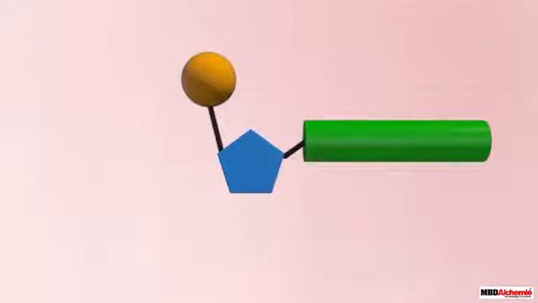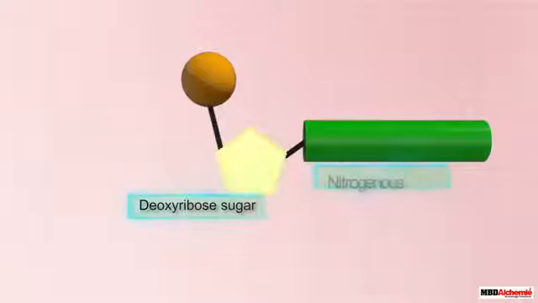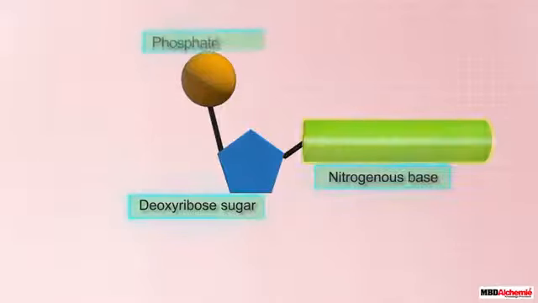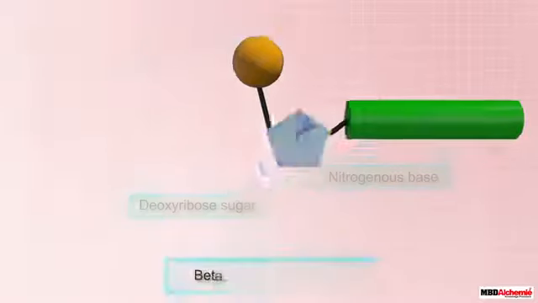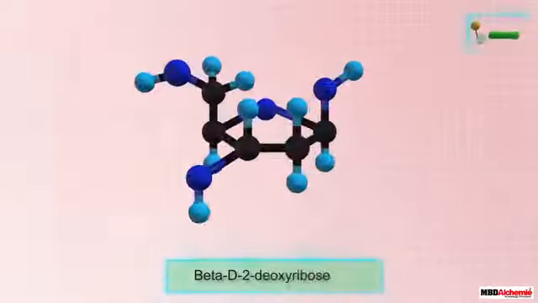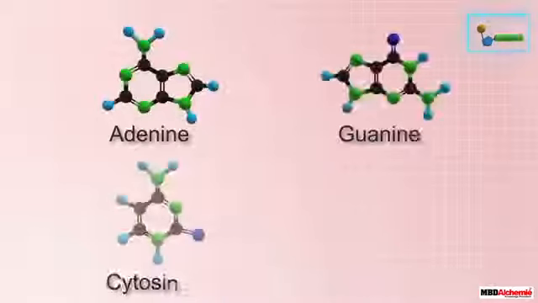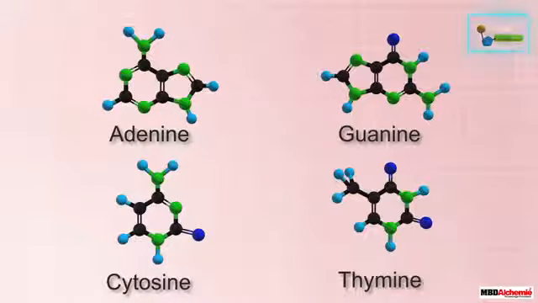A single nucleotide in turn is made of three components: a sugar, a nitrogenous base and a phosphate group. The sugar in a nucleotide of DNA is beta-D-2-deoxyribose, which is a pentose with 5 carbon atoms. The nitrogenous base, on the other hand, is a nitrogen-containing heterocyclic compound that can be adenine, guanine, cytosine and thymine.